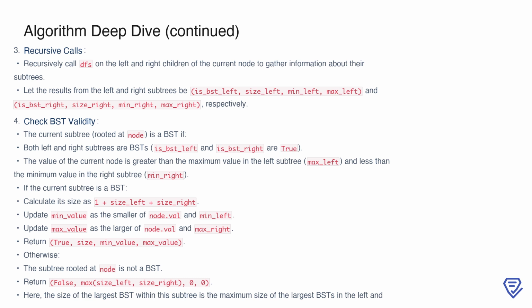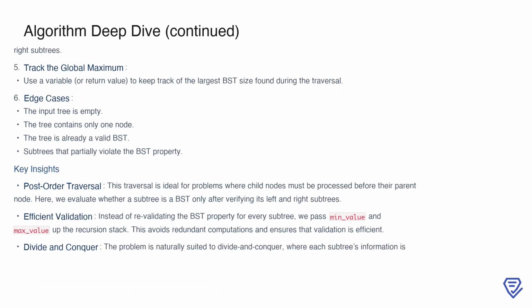If these conditions are met, the subtree is a BST, and we calculate its size as 1 for the current node, plus the sizes of the left and right subtrees. We also update the minimum and maximum values to reflect the entire subtree. If the subtree is not a BST, we return the size of the largest BST found in either the left or right subtree, discarding the current node's contribution. Additionally, we keep track of the largest BST size encountered during the entire traversal.